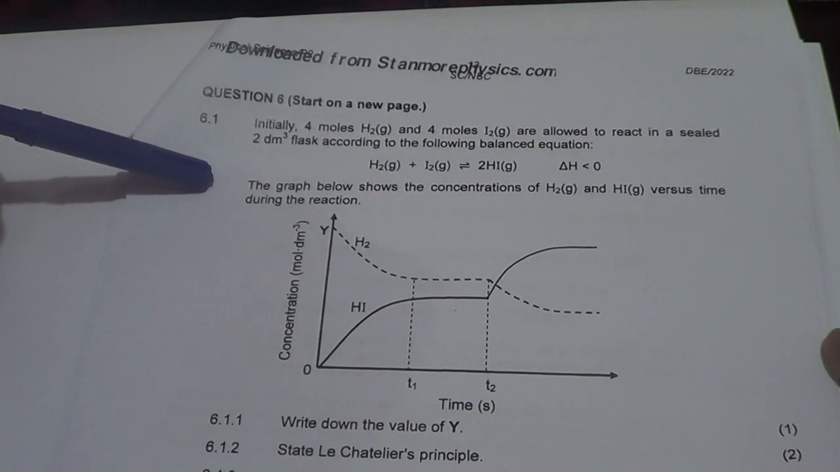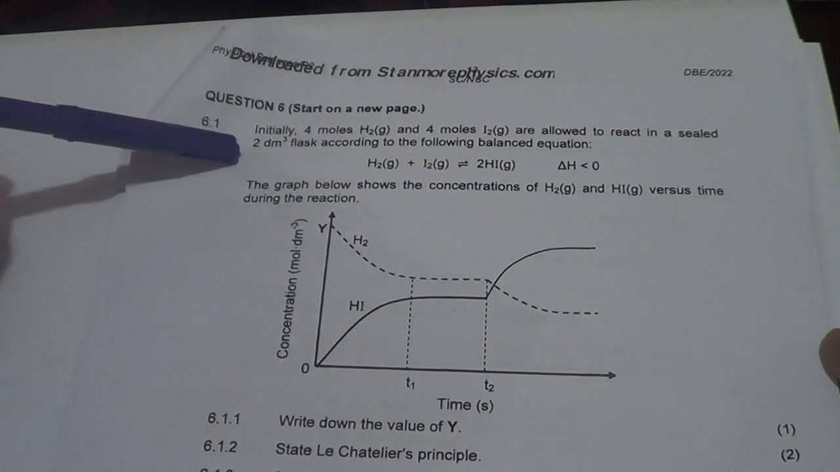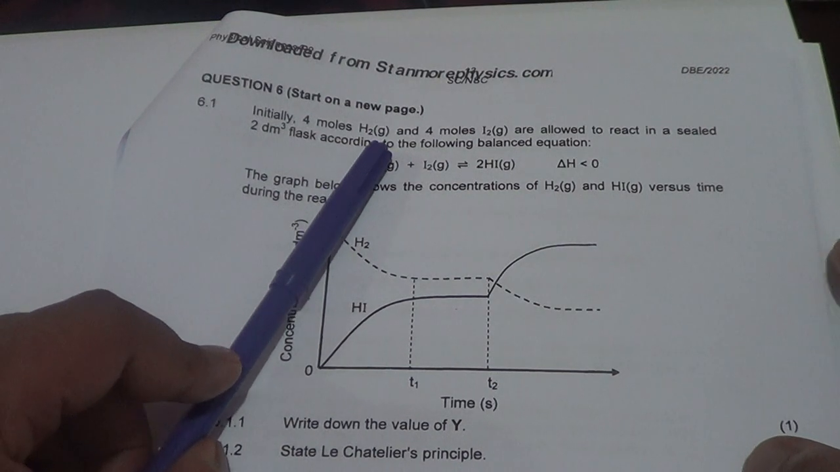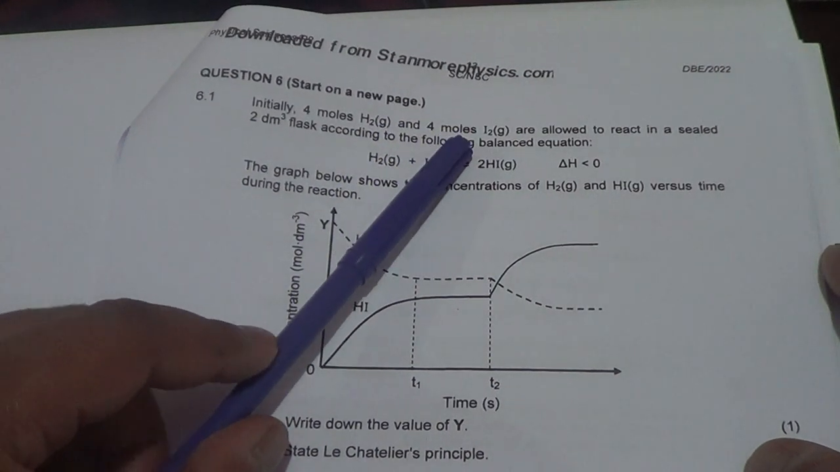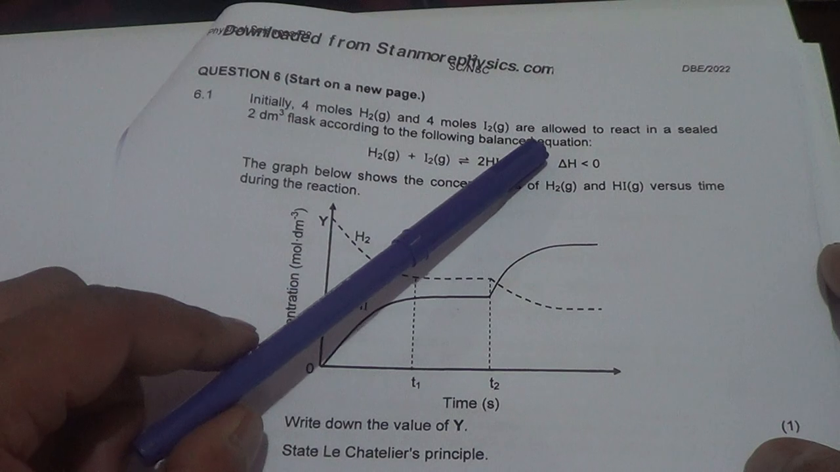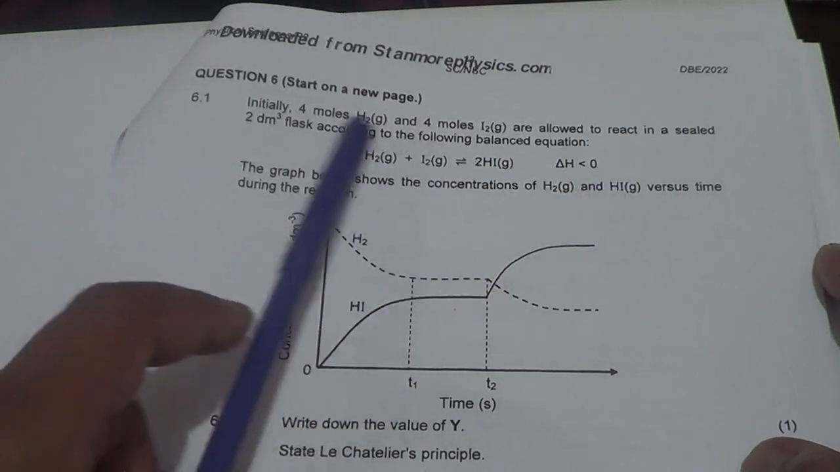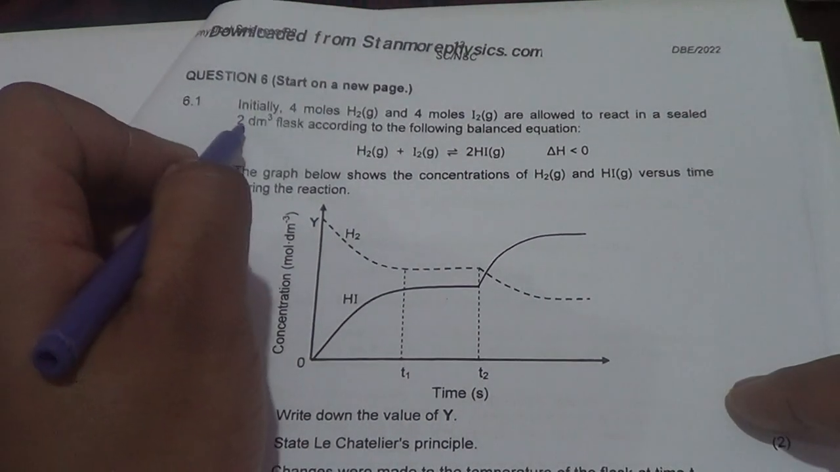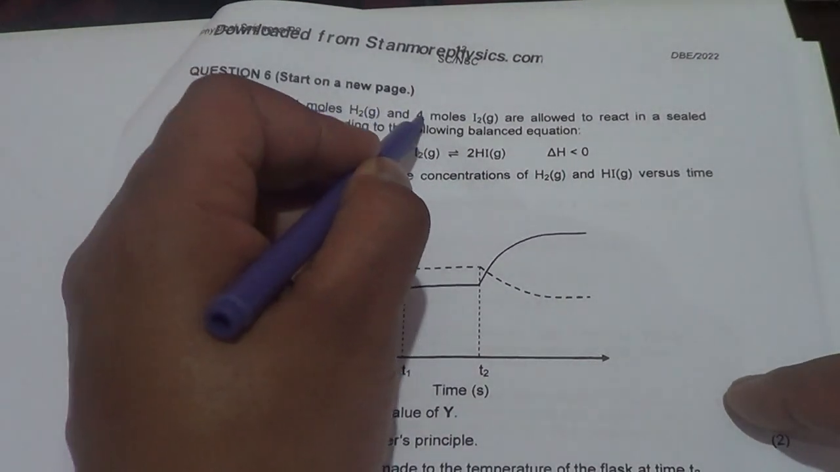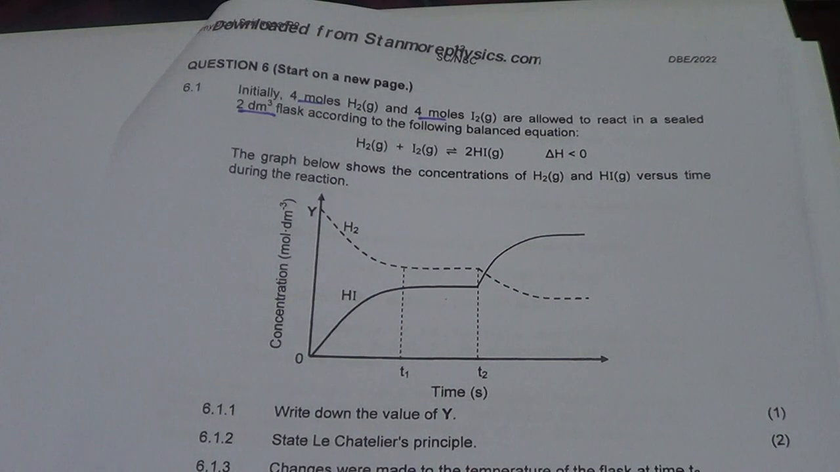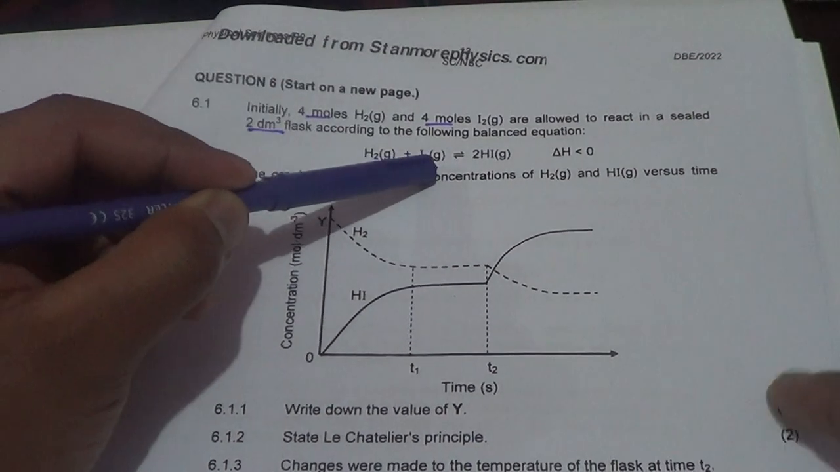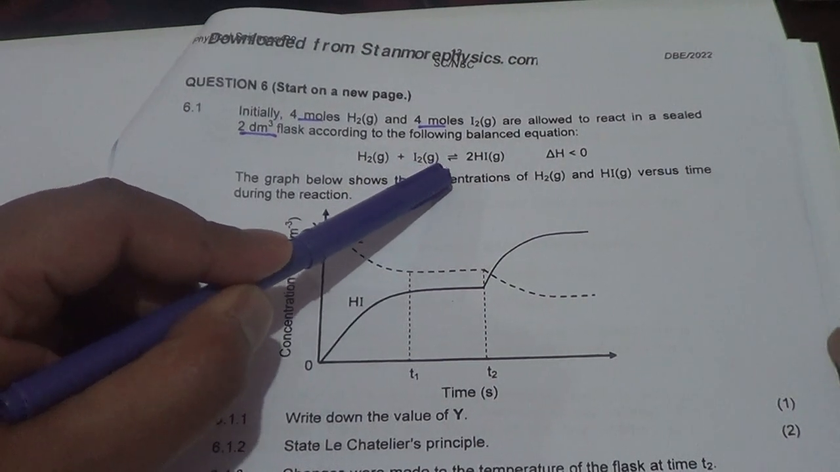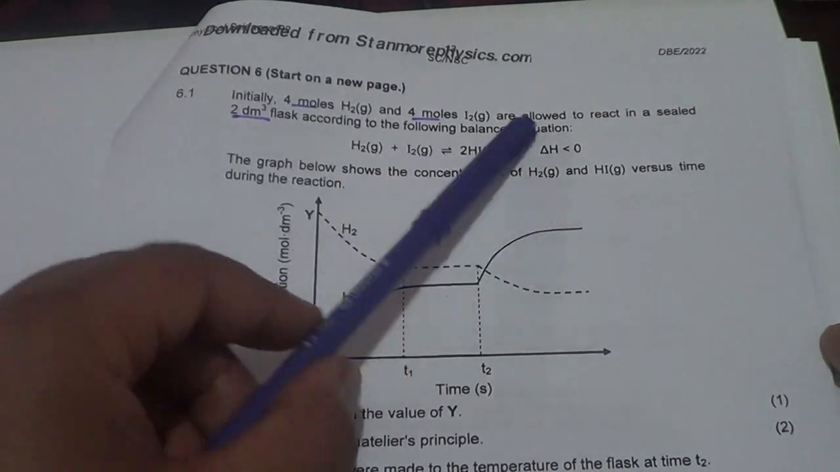Okay, question 6 says, initially, 4 moles of hydrogen gas and 4 moles of iodine gas are allowed to react in a sealed 2 decimeter cubed container. So we have a volume and we have the amounts of these gases that reacted. And as you can see, 1 mole of each reacted. That's why 4 moles reacted with 4 moles, okay? So it is according to this balanced equation.